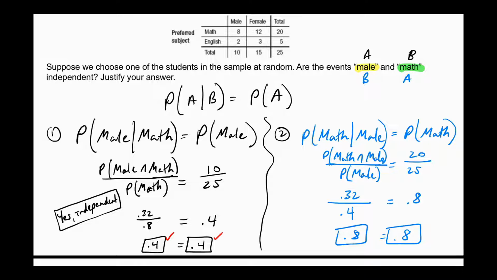Yep. So it didn't matter which way I did it. Both ways will give you the same number, which means they're independent. The reason I did that is because which one is A, which one is B? It doesn't matter. It does not matter.